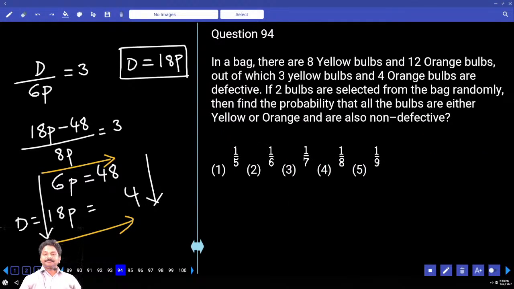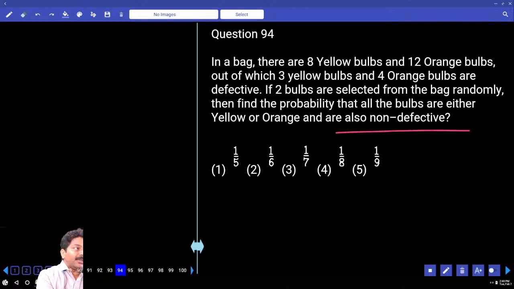In a bag, there are 8 yellow bulbs and then 12 orange bulbs, out of which 3 yellow bulbs and then 4 orange bulbs are defective. 2 bulbs are selected from the bag randomly, then find the probability that all the bulbs are either yellow or orange and are also non-defective.